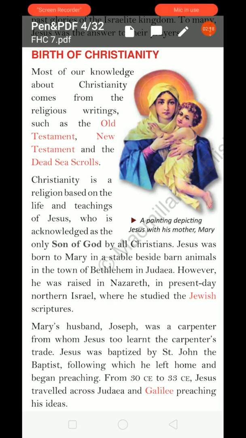Mary's husband Joseph was a carpenter, from whom Jesus learned the carpenter trade. Jesus also knew about carpentry. Carpenter means a person who does woodwork. Jesus was baptized by Saint John the Baptist. Baptize means to name.